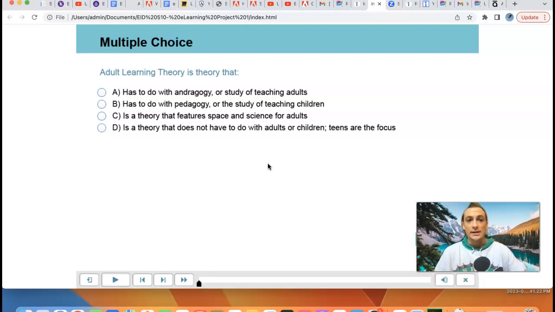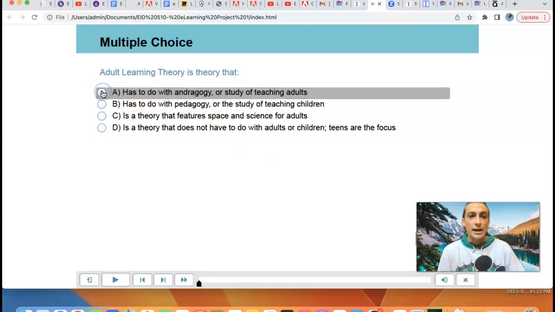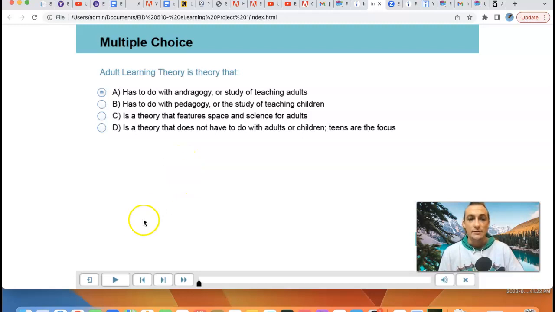Adult learning theory is a theory that A, has to do with andragogy or the study of teaching adults. B, has to do with pedagogy or the study of teaching children. C, is a theory that features space and science for adults, or D, is a theory that does not have to do with adults or children. Teens are the focus. So we know that adult learning theory is a theory that A has to do with andragogy, or the study of teaching adults.